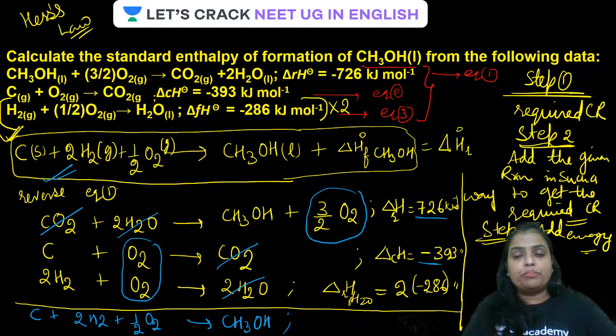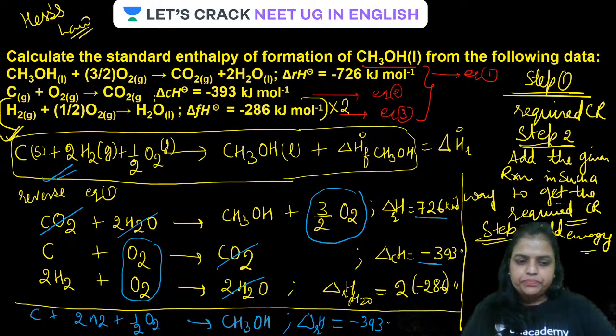And this is 2 into minus 286. So, guys, the net reaction for this will be, yes, the enthalpy of this reaction is actually the enthalpy of formation of methanol, because it is all for 1 mole of methanol. All clear, guys? This will be minus 393. Then 2 into minus 286 will become minus 572 plus 726. On adding this, guys, the value comes out to be minus 290.